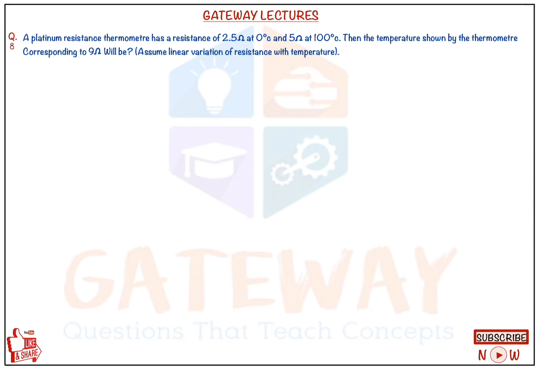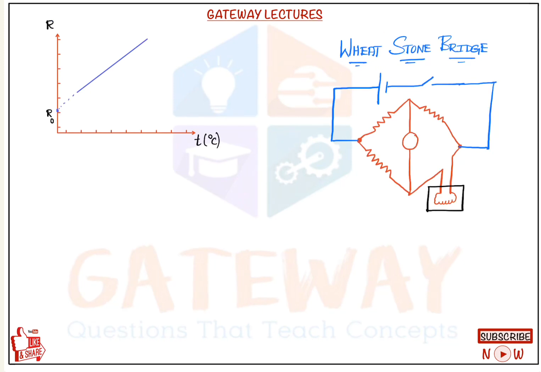So let us discuss 2 points here. One, the working of the resistance thermometer, and the other, what is meant by linear variation between resistance and temperature. Whenever it is said linear variation, always remember the equation y is equal to mx plus c.